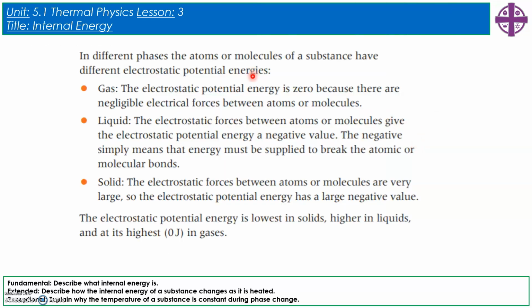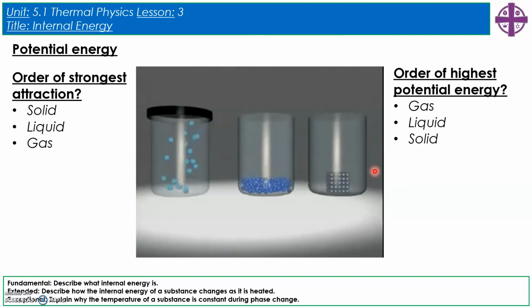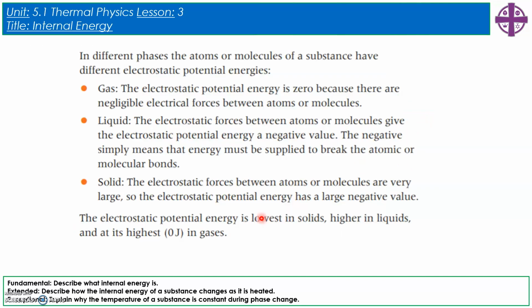Now, if you look this up in your textbook, there might be a bit that confuses you here, because it says that electrostatic potential energy is lowest in solids, higher in liquids, and at its highest in gases. That's what we agreed upon. We just saw that here. We're happy with that. That's our order.